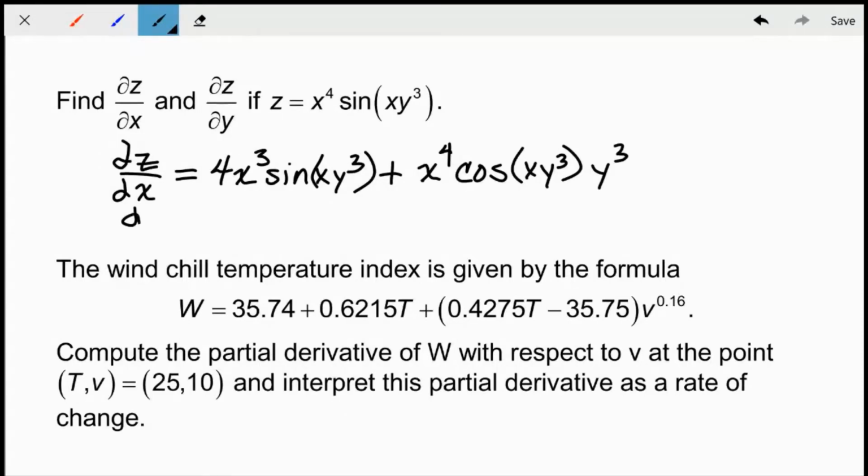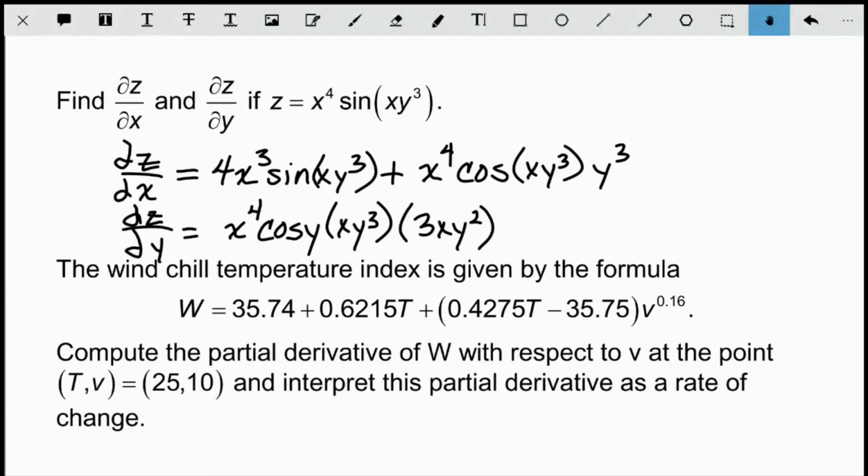Now let's do the same thing with the y. Del z del y. Sometimes my dels look a little bit like 2s. I have to try to keep them neat because it'll definitely start to look like a 2 instead of a del. Now when I take the y partial here, there's really only one term when I'm looking at it from the y perspective. What I'm going to get here is x to the fourth cosine of xy cubed times the derivative of the inside, which would be 3xy squared.